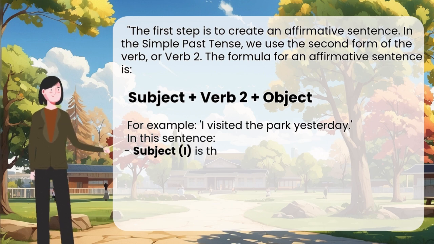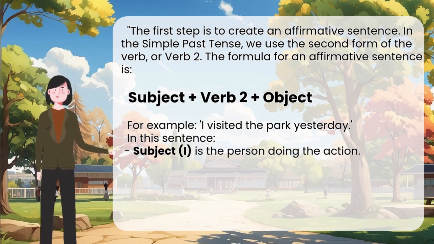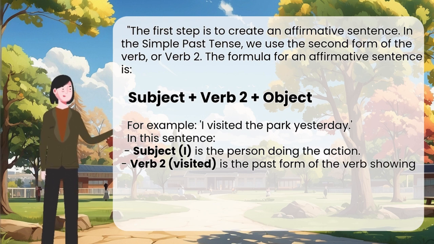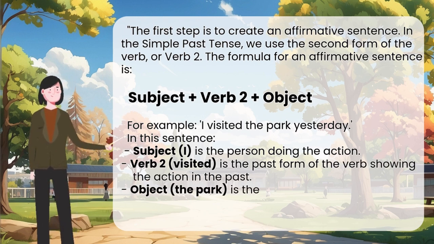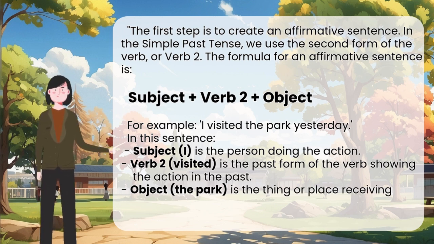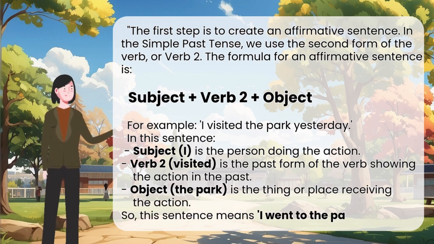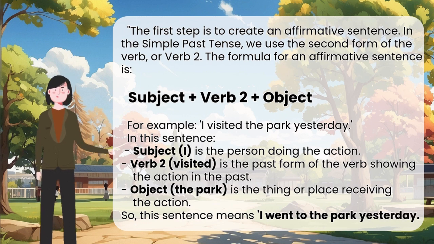In the sentence, subject I is the person doing the action. Verb 2, visited, is the past form of the verb showing the action in the past. Object, the park, is the thing or place receiving the action. So, the sentence means I went to the park yesterday.